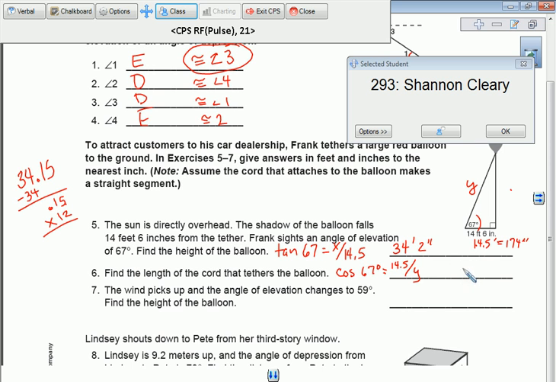Okay, so I got 37.1. Okay, 37.11, which will give us 37 feet, 1 inch. Nice job. I got that.